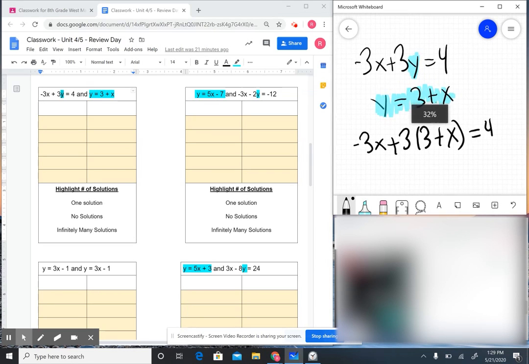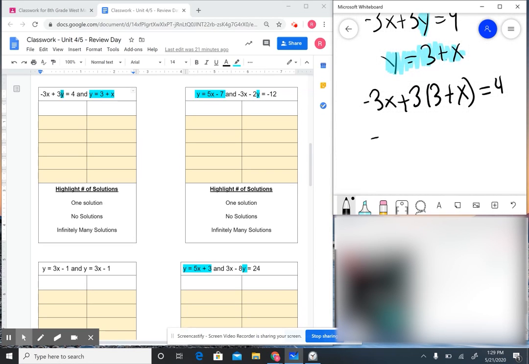Let me zoom out a little bit, give more room. And so now I do negative 3x plus 3 times 3 is 9. Distributive property, 3 times 3 is 9, plus 3x equals 4. And then negative 3x plus 3x is 0. So I get 9 equals 4.